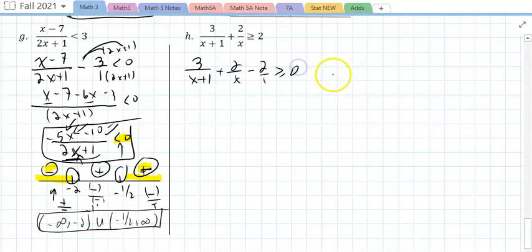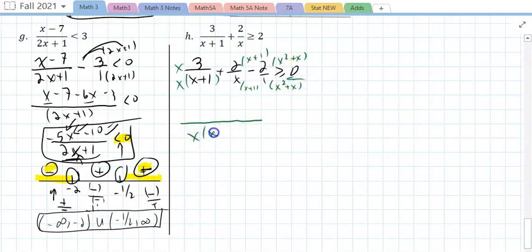Get everything on one side, 0 on the other side. The LCD is x times x plus 1. This is missing an x. This is missing an x plus 1. But this is missing the whole thing. That's x times x plus 1, so that's x squared plus x, right? So now that they all have the same denominator, I write it down because this is not an equal. x times x plus 1.